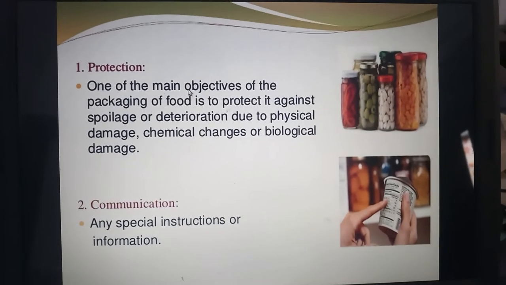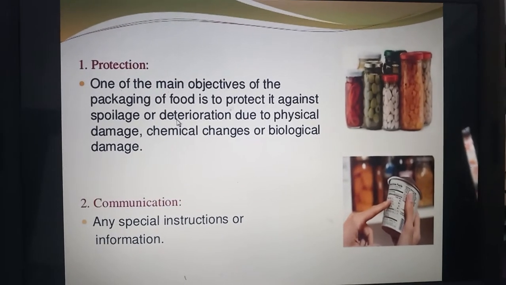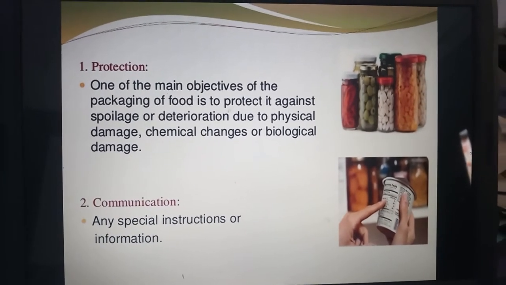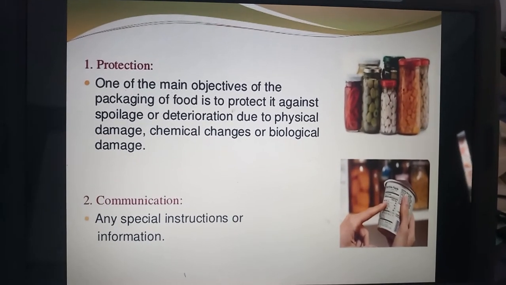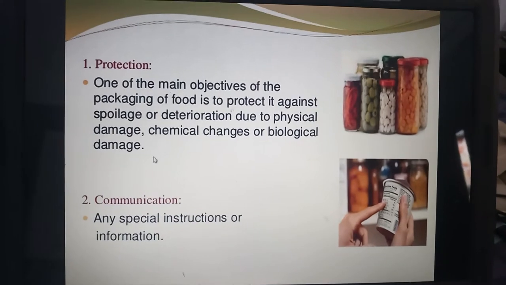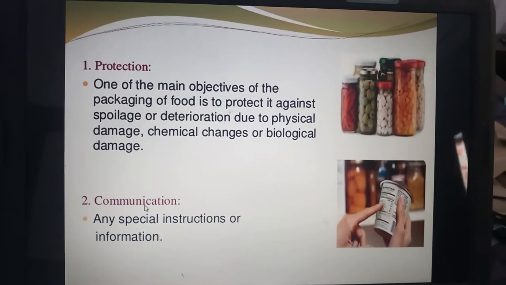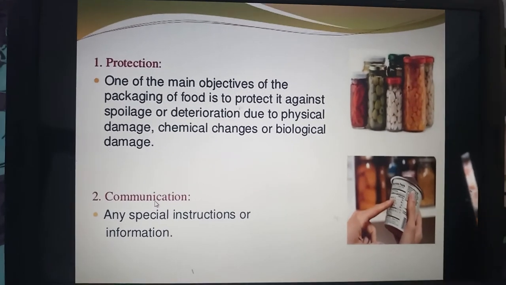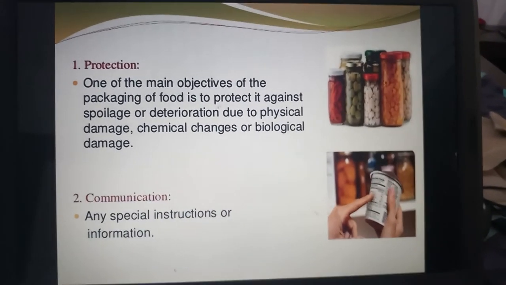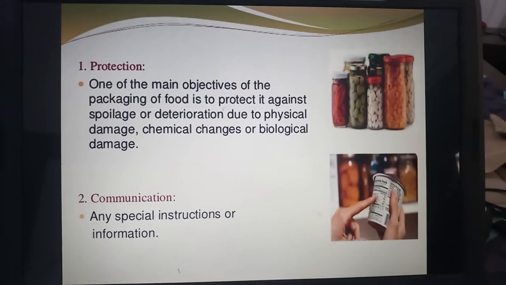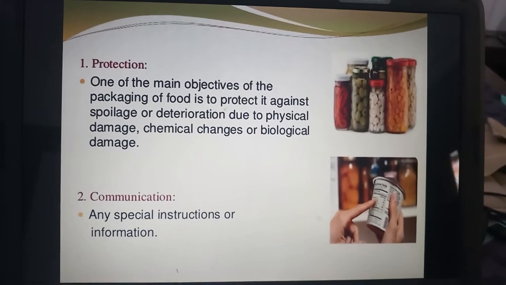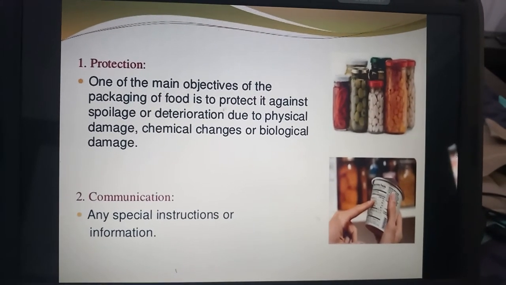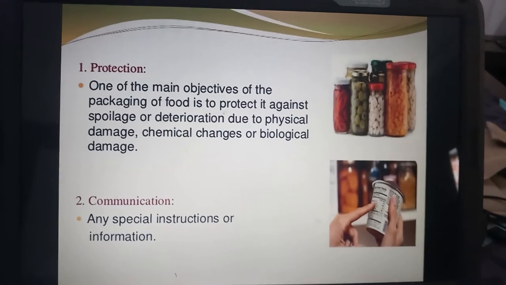First of all, protection. The main objective of packaging is to provide protection from physical, chemical and biological damage. Secondly, communication. Any specific instruction or information mentioned on your food package is directly communicating with the consumer. So we can also say the food packet is a silent salesman.